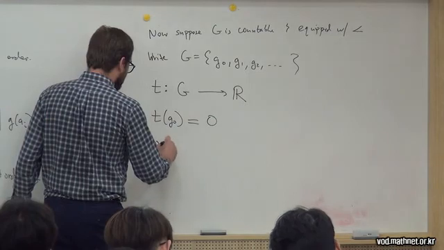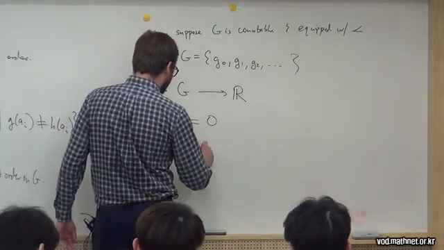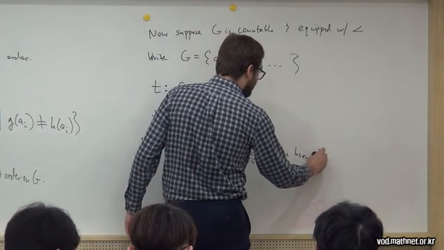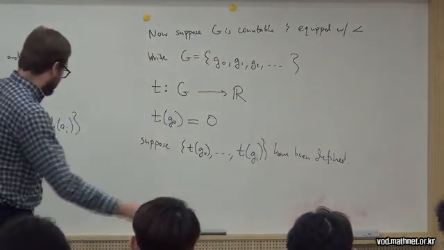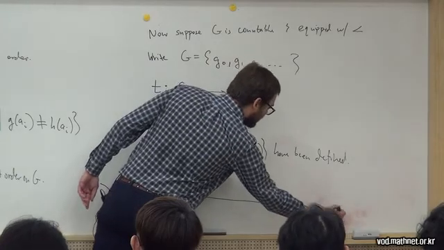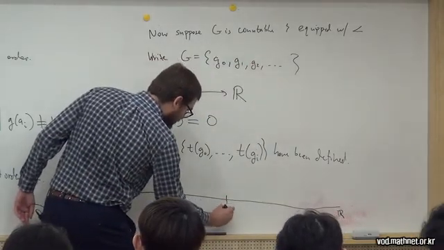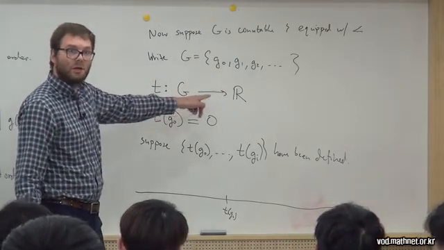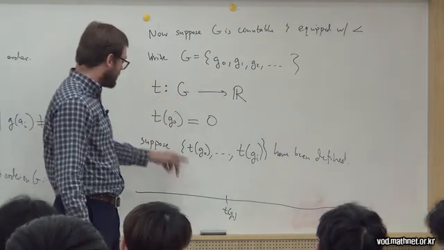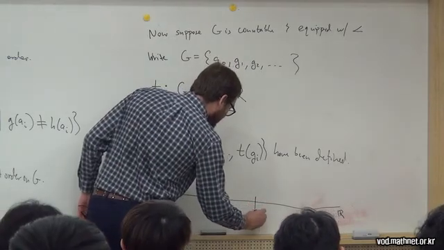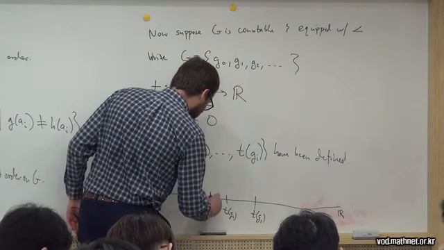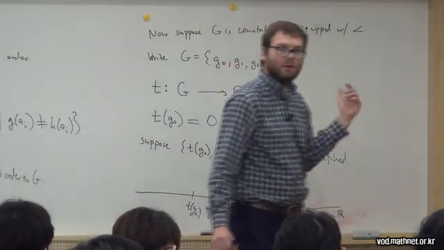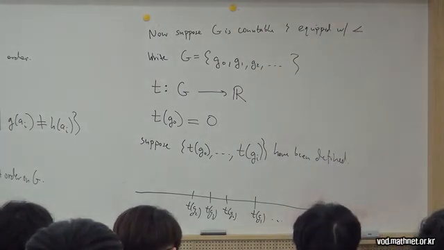And suppose T of G0 all the way to T of Gi have been defined. So to make this a little bit clearer, here's the real line, and here's T of G0. These aren't homeomorphisms yet or anything. This is just a function from G to the real line, so I'm associating to every element of G just some real number. So T of G0 is just 0. Maybe here's T of G1, maybe here's T of G2, T of G3 maybe is here, and so on. So I've defined T on the first i elements of G, and now I need to define it on the i plus first one.